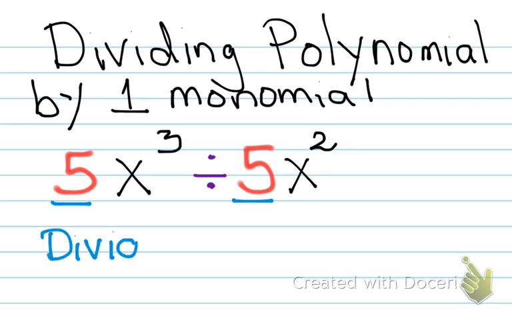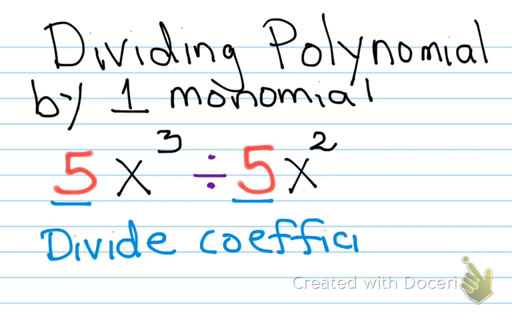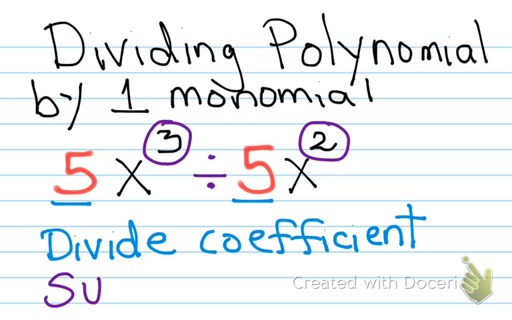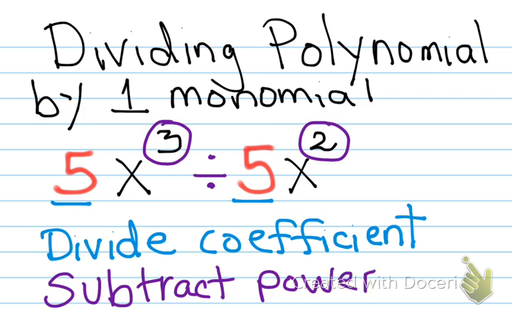So let's write the rule. You will divide the coefficient, and then you will subtract the powers. So you divide, then subtract. If there's more than one, then you do it one at a time.